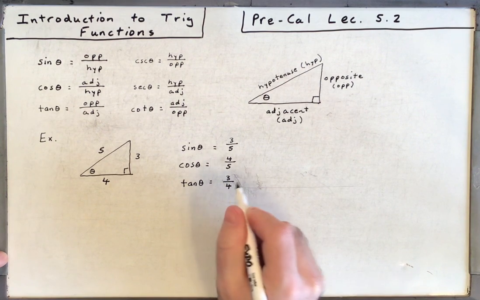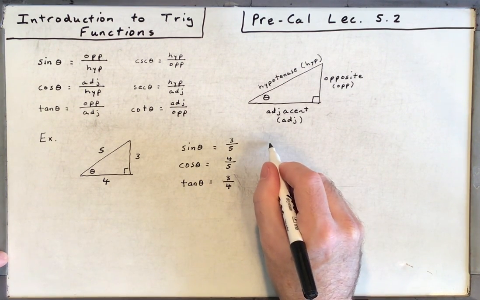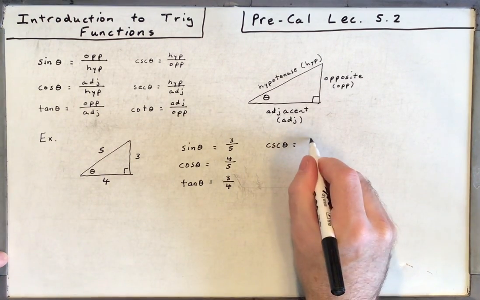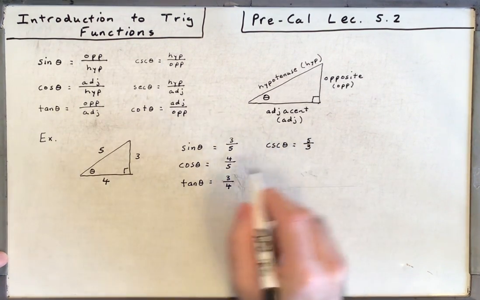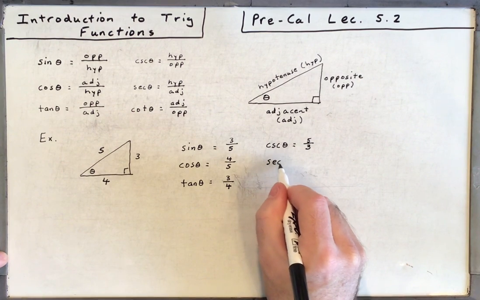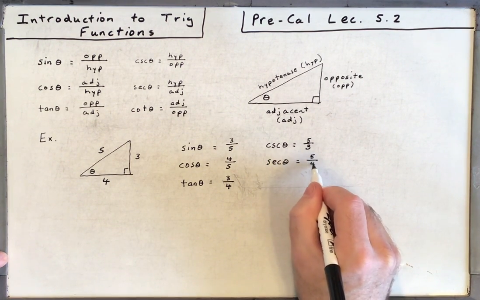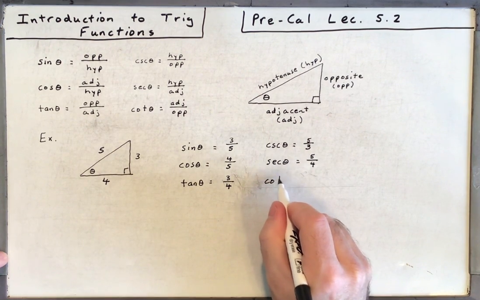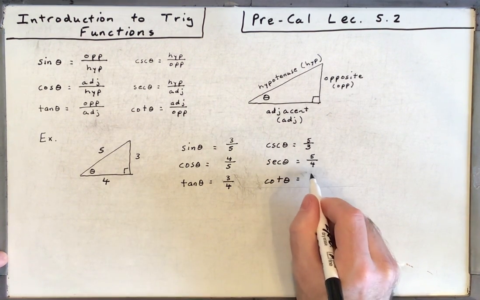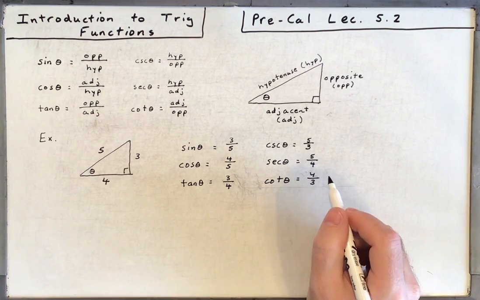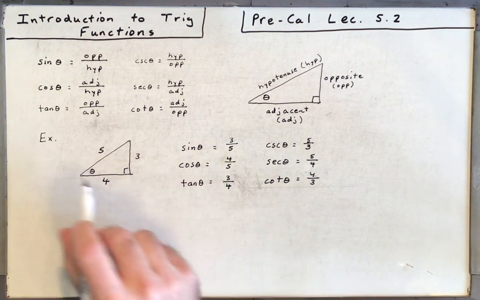And then the reciprocal functions: cosecant, which goes with sine, is 5/3. Just flip the fraction. Secant is 5 over 4, and cotangent is 4 over 3. So that's all there is to it.